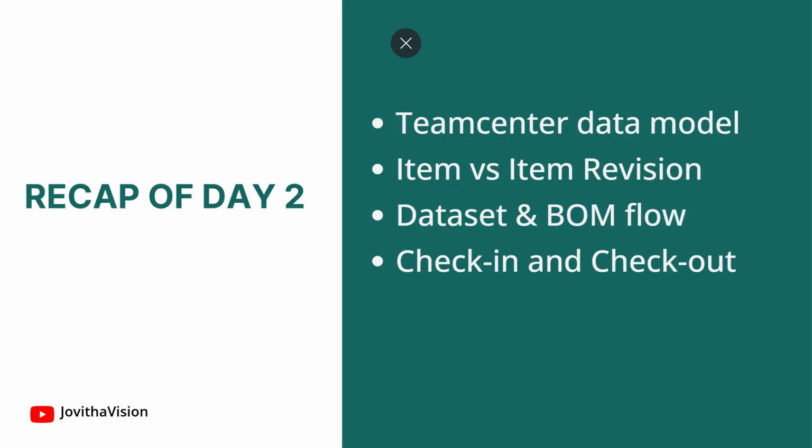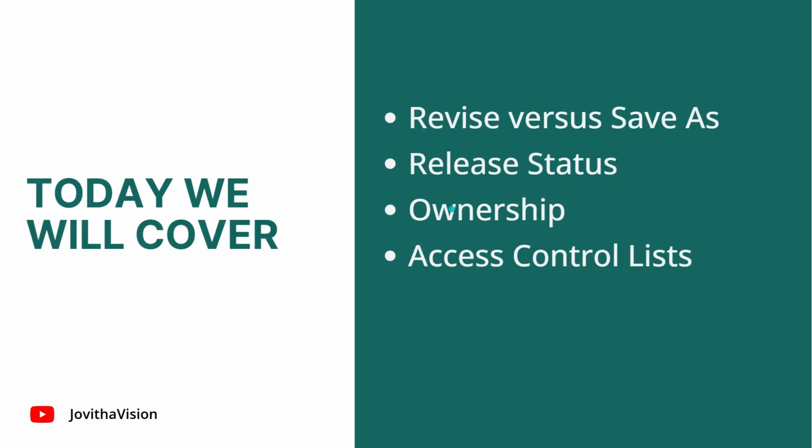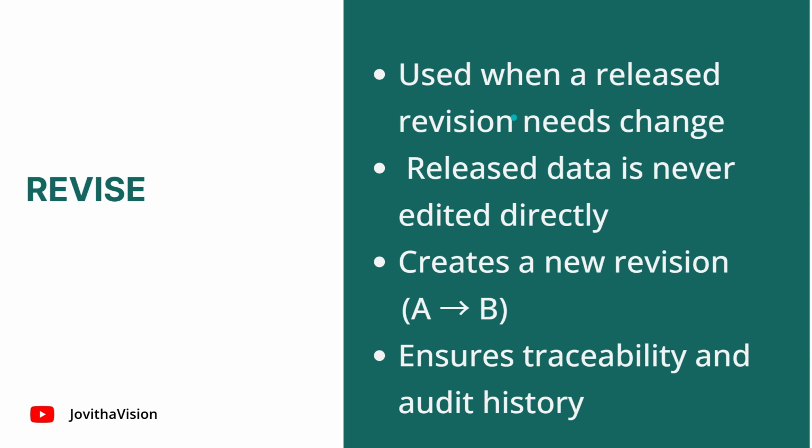In day 2, we understood the Teamcenter data model, how items, item revisions, datasets and BOMs are connected, how check-in and check-out work. Today we will focus on how changes are managed and controlled in Teamcenter. We will cover revise versus save as, release status, ownership, and access control list, also called ACLs. Let's begin. First, let's talk about revise.